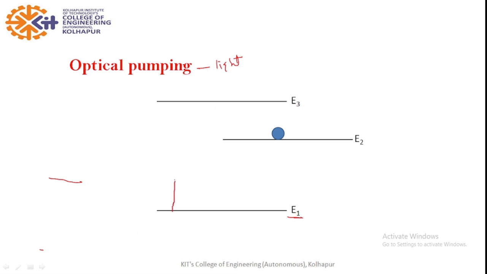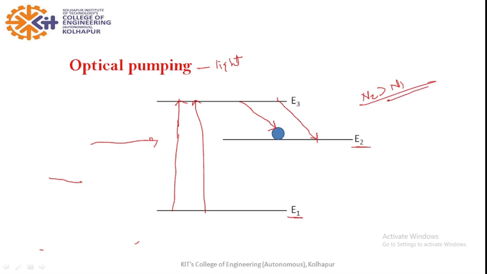Here atoms are excited from E1 to E3. E3 is highly excited and its lifetime is very small, and therefore the atom immediately comes down to E2, and E2 is the metastable state. We shall discuss what metastable means shortly. Now it continues. Light energy is incident, atoms are excited from E1 to E3, and again they come down to E2. If it continues, we get N2 greater than N1. This is population inversion.